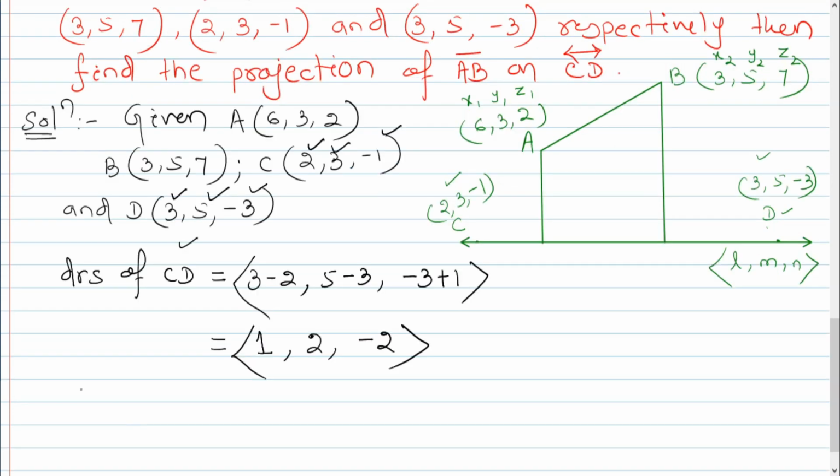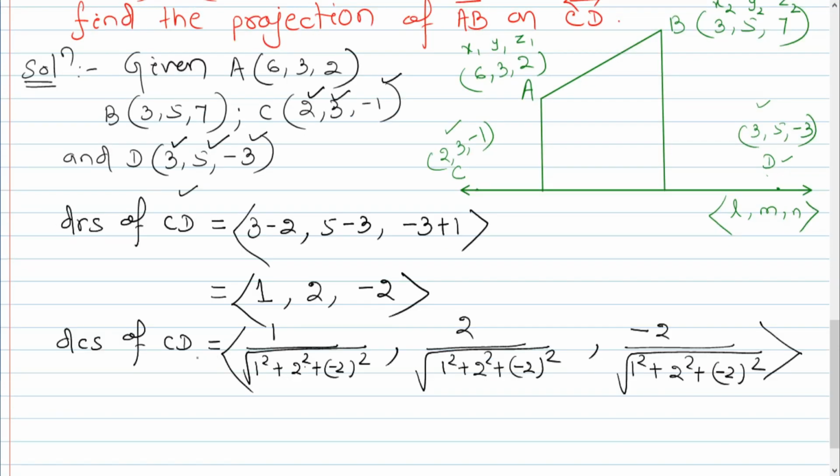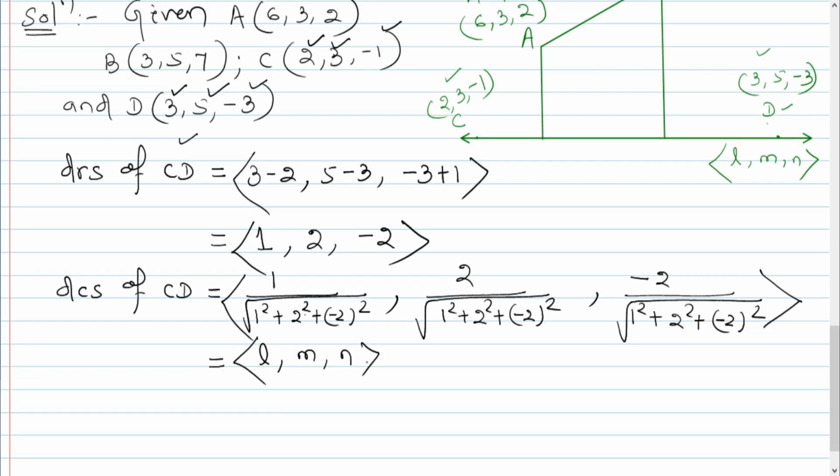Now we have to find the DCS, that is nothing but 1 by square root of a square plus b square plus c square, minus 2 by square root over, and likewise b by square root of a square plus b square plus c square, and c by square root of a square plus b square plus c square. So the DCS of CD is nothing but the L, M, N.